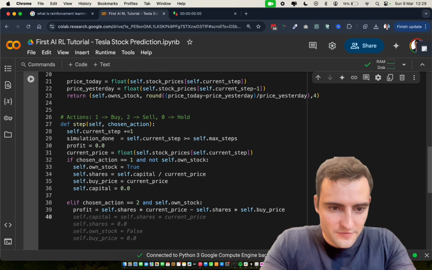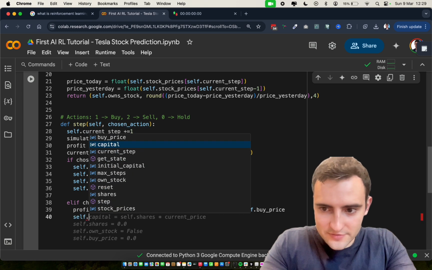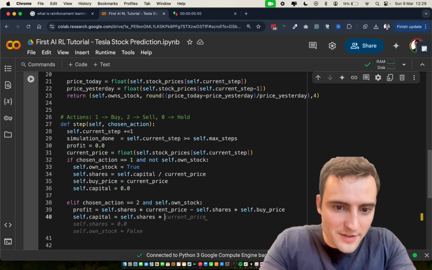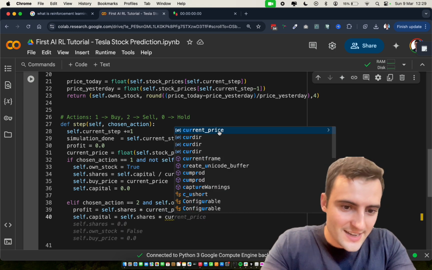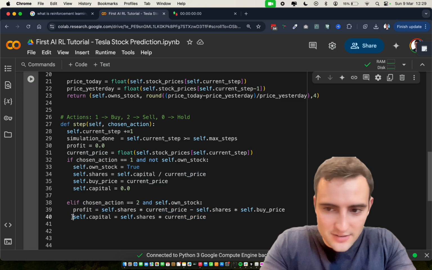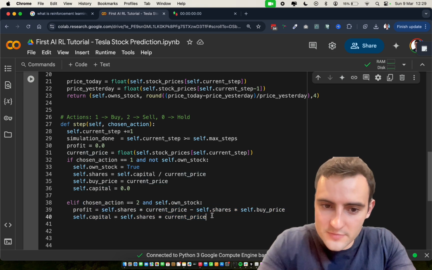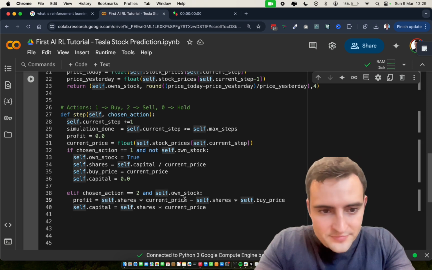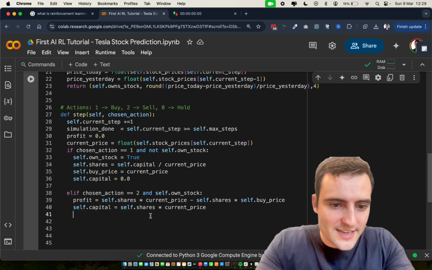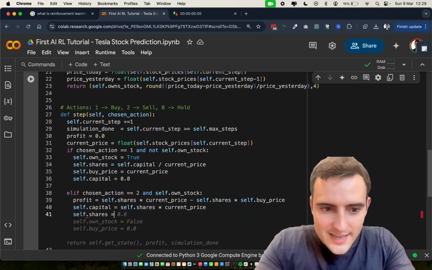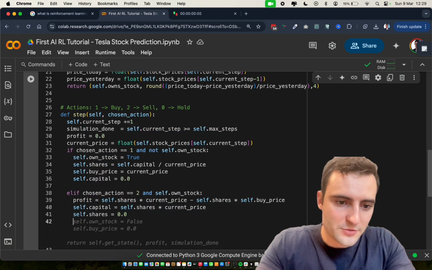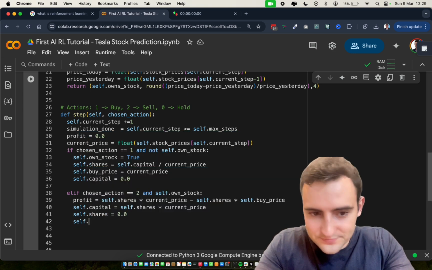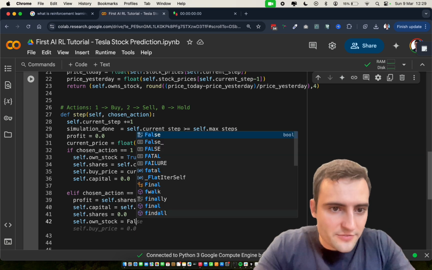And then we do self.capital equals self.shares times the current price. So this is the amount of money that we now have available and we can invest if we want, right? This is the money that we earned after selling all of it. It's different from the profit because we started off with a certain amount invested. Then the amount of shares that we have at the end of the day is 0. And do we own the stock? No. After we sell it, we do not own the stock. So we write false. And that is pretty much it for those 2 steps.